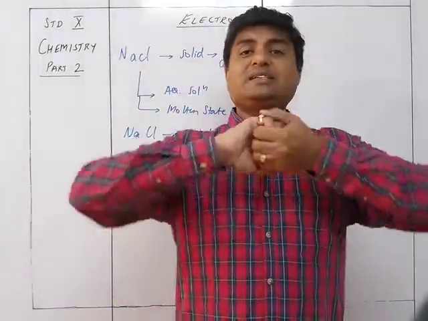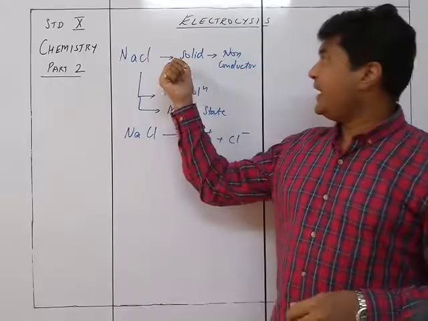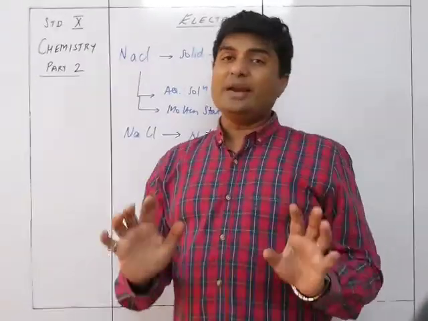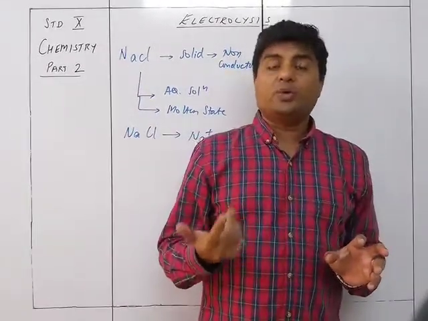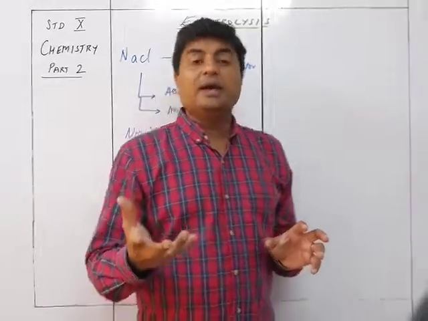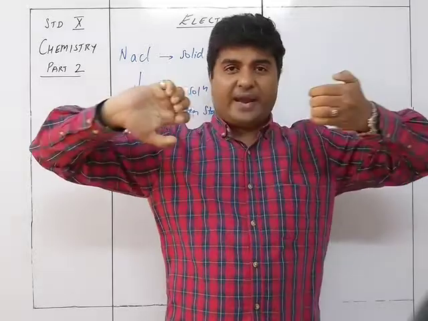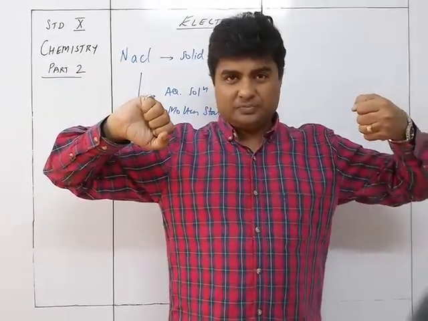So here, since they are already locked up together, they are not going to be a good conductor at all. That's why it's a non-electrolyte. But when they come in contact with water, or in an aqueous state, or in the fused state, when they are heated to a molten state, the strong electrostatic force of attraction breaks, and that's why this forms Na plus and Cl minus.